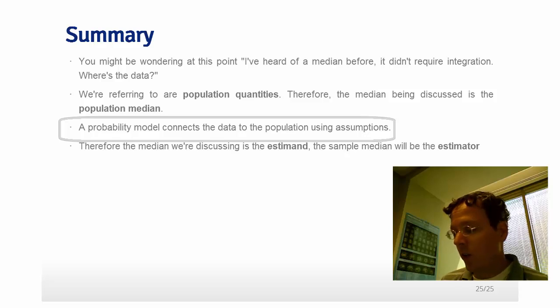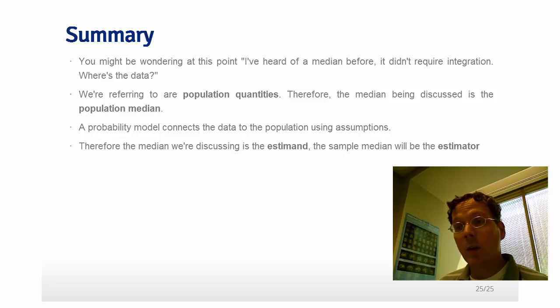At any rate, in this class, to every estimator there will be an estimand. The sample mean will estimate the population mean. The sample median will estimate the population median. The sample standard deviation will estimate the population standard deviation, and so on. This is the formal process of statistical inference, linking your sample to a population.